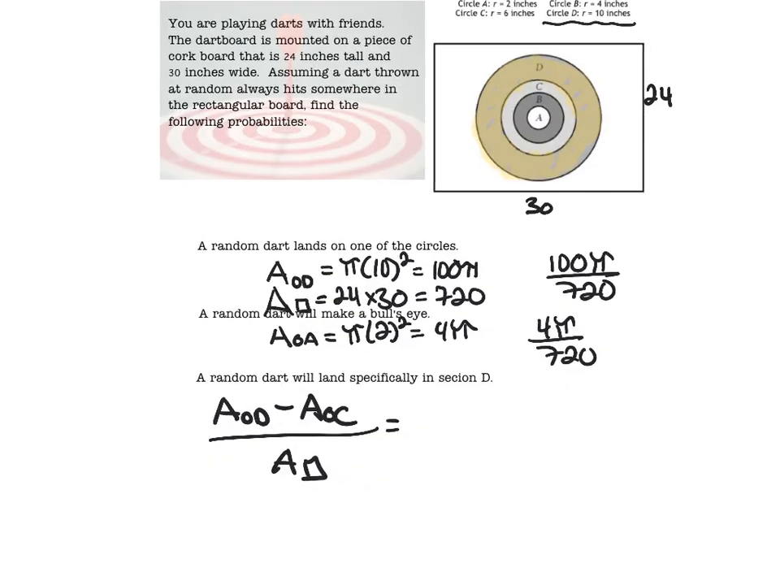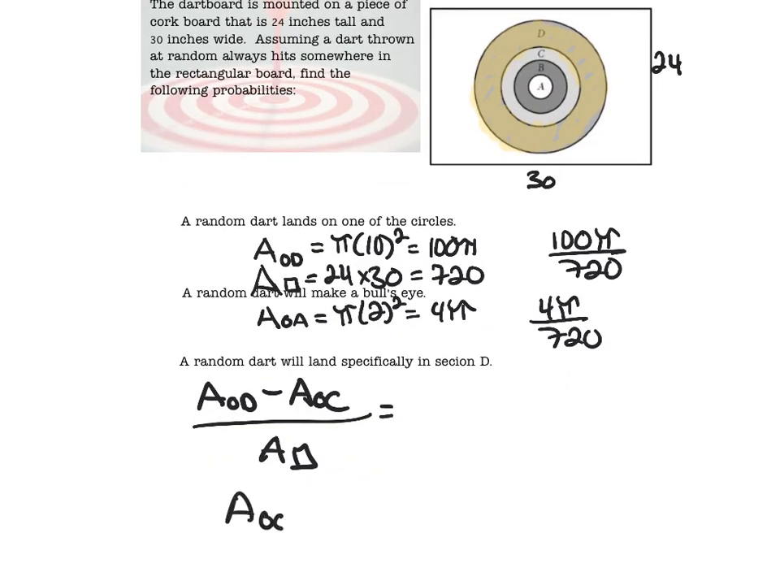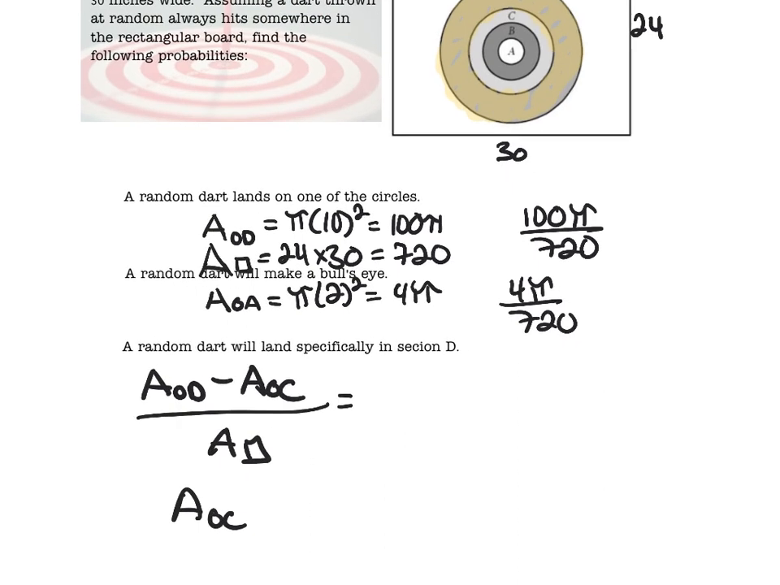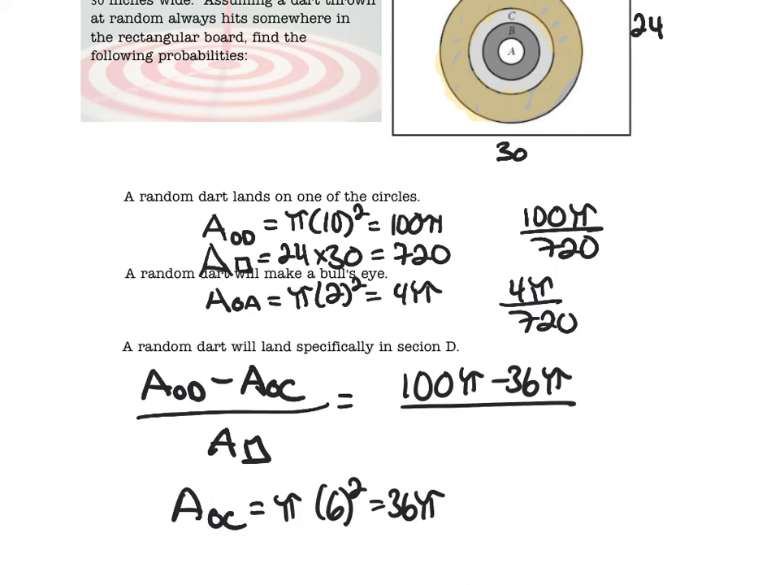So what do I need? I need the area of circle C. The radius of circle C is 6 inches. So that's pi 6 squared, which is 36 pi. So we already did circle D is 100 pi. Circle C we just found is 36 pi. Area of the rectangle is 30 times 24, which is 720. So if I were to clean this up a little bit, that'd be 64 pi over 720. You don't have to reduce, you can leave it just like that. That was probably an R3 question.